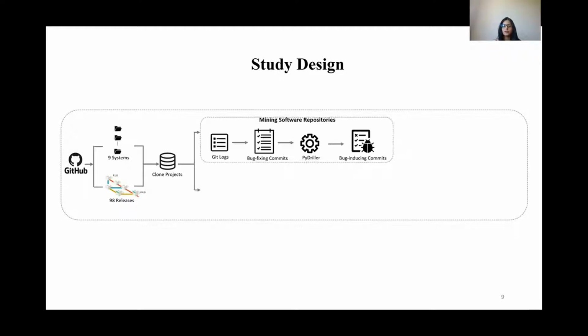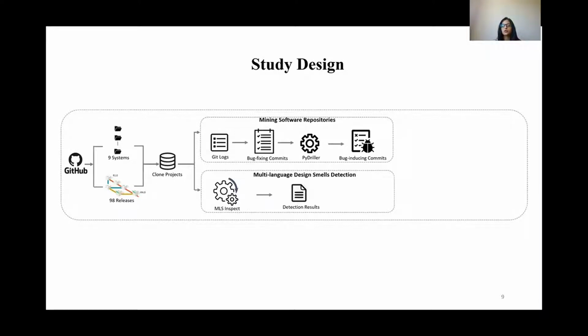To address our objectives and answer our research questions, we have collected a total of 98 releases of 9 systems. We have cloned these projects and we performed 2 investigations. In the first investigation, we collected the information from the Git log and we identified the bug-fixing commits. Then we applied PyDriller to extract the bug-inducing commits related to the bug-fixing commits.